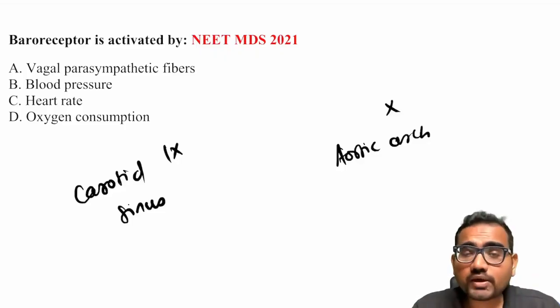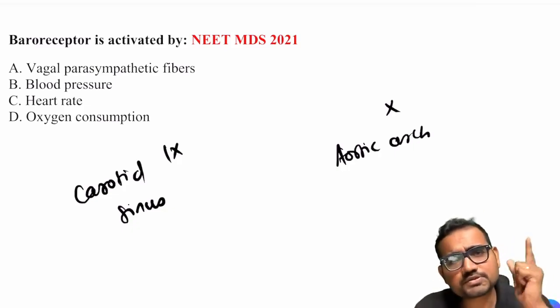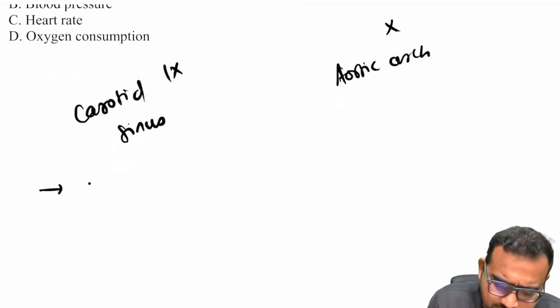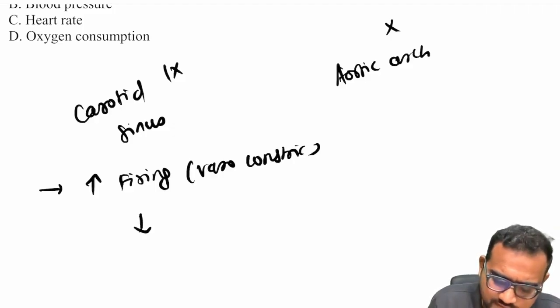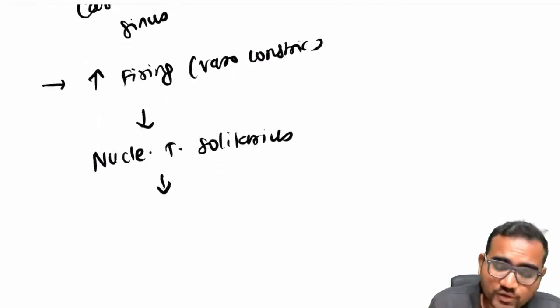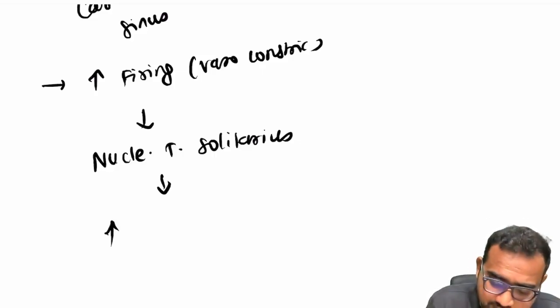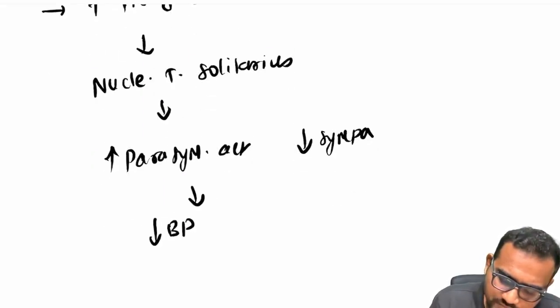So what happens when the body experiences vasoconstriction, this constriction of the blood vessels? The baroreceptor starts firing when there is vasoconstriction, and the signals are sent to the brain via the nucleus of tractus solitarius. And what happens? The brain controls this by increasing the parasympathetic activity and decreasing the sympathetic activity. So in that way, the BP is going to get reduced.